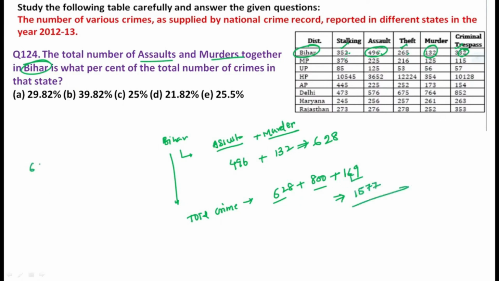Now the percentage: 628 is what percentage of 1577? Just go through the calculation. Just find the nearest, because we need an approximate calculation. So 15 becomes 60 approximately. The answer is nearer to 40%. So nearer to 40% means you can choose 39.8.